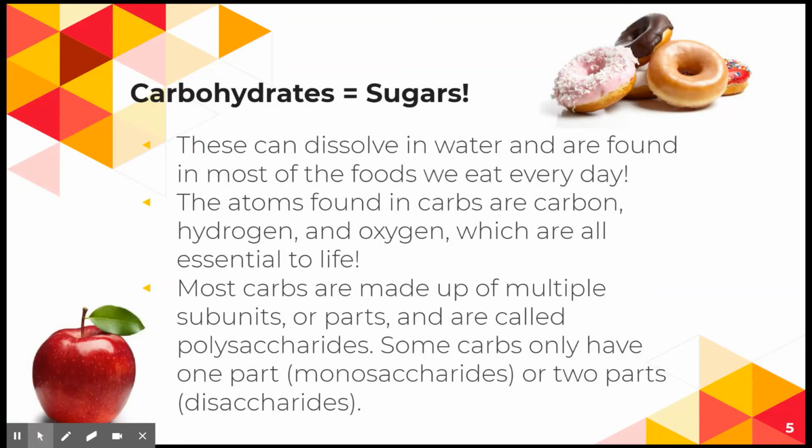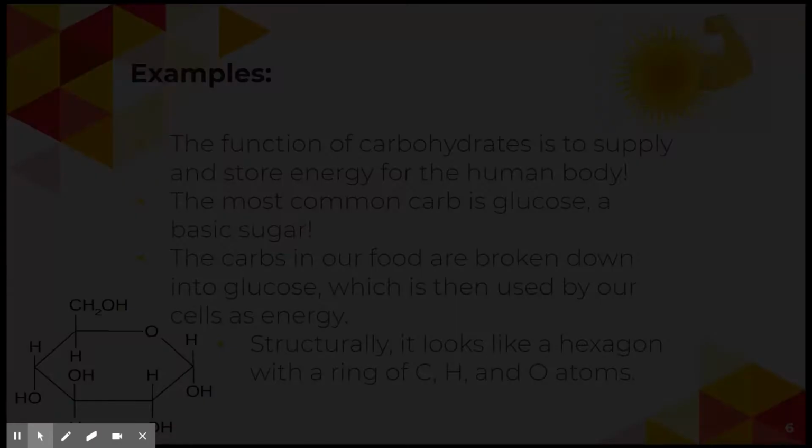Carbohydrates are basically sugars. These can dissolve in water and are found in most of the foods that we eat every day. So the atoms found in carbs are carbon, hydrogen, and oxygen, and these are all atoms that are essential to life. Most carbs are made up of multiple subunits, and subunit is just another word for part, and these are called polysaccharides. Some carbs only have one part, and they're called monosaccharides, and some have two, disaccharides.